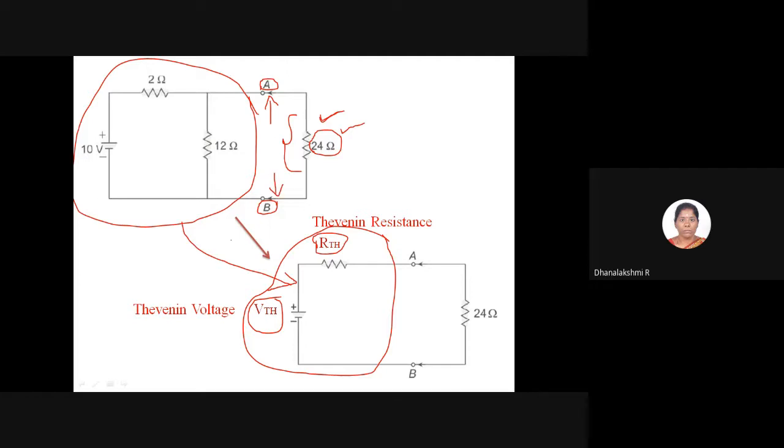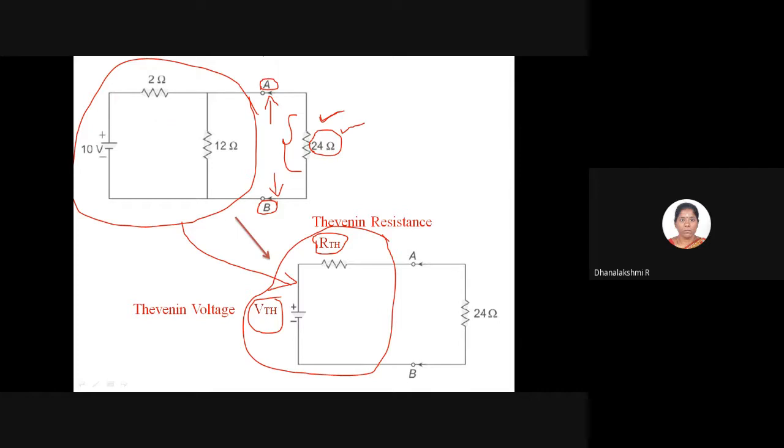In the remaining portion of the circuit, wherever we have a voltage source or a current source, all those sources have to be removed. While removing a voltage source, that portion should be made a short circuit, and while removing a current source, that portion should be made open. So voltage source, when removed, has to be replaced by a short circuit, and when we remove a current source, that place has to be replaced by an open circuit. That is what we have done here.